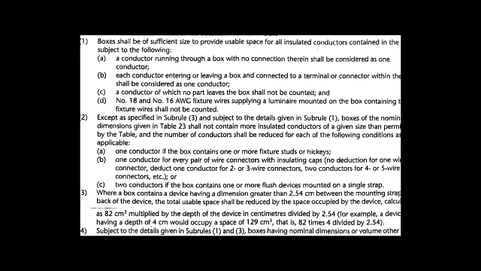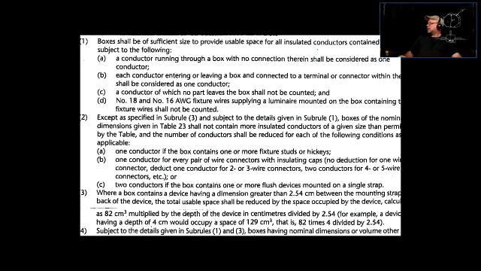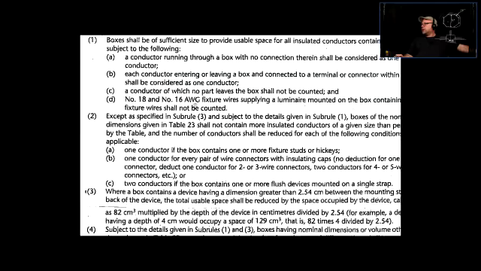It's just the way it is, right? All right, and then number is wire supplying. Now, okay, so here number 18. Number 18 and number 16 gauge fixture wires supplying a luminaire mounted on the box containing the fixture wires shall not be counted.